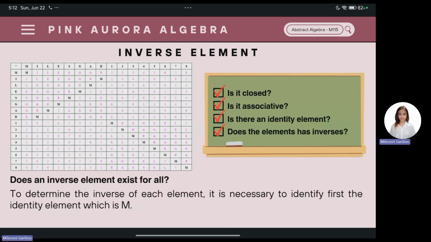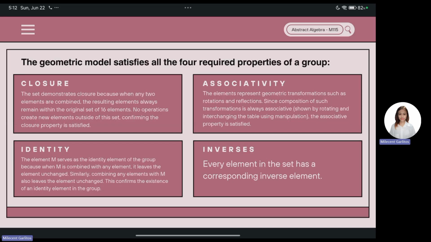So, does an inverse element exist for all? So, yes, an inverse element exists for all. So, the geometric model satisfies all the four required properties of the group. So, as I said in my introduction, the magic math club that we have has four rules, and it is reflected in our geometric model, which is the pink aurora algebra.